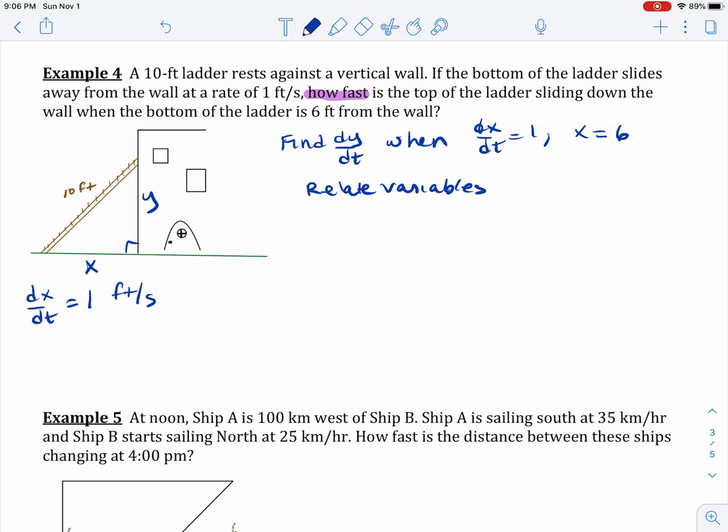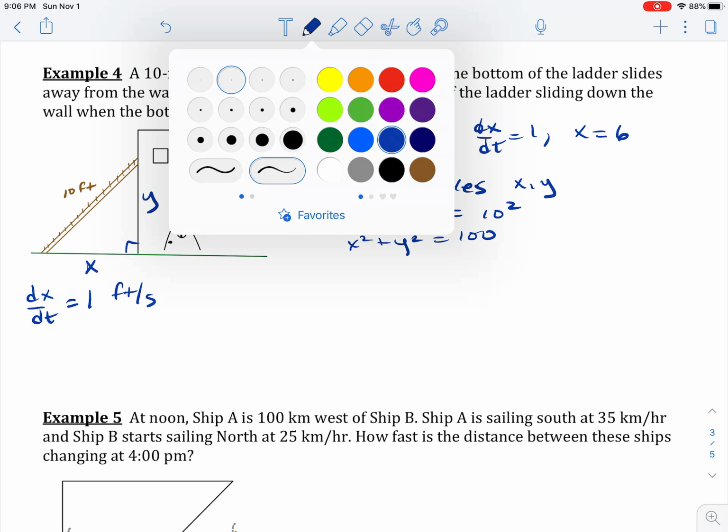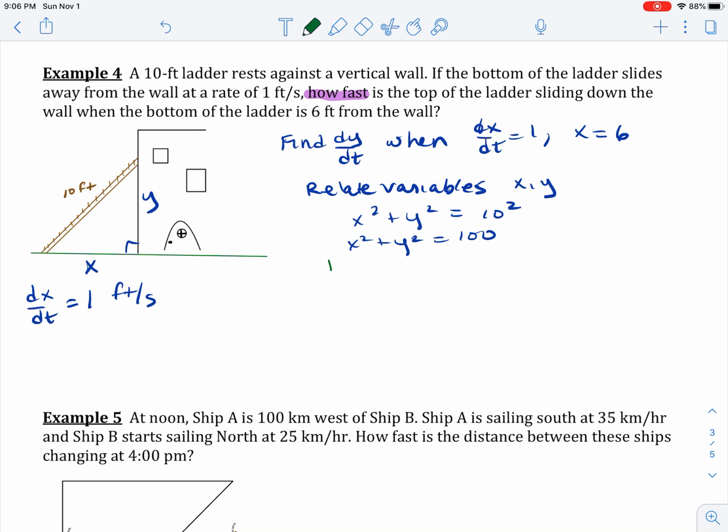Good. So what's our next step? Relate our variables. And what variables did I introduce? We want to relate our variables x and y. And I see a right triangle there, so think of the Pythagorean theorem. So I see that x squared plus y squared is going to equal 10 squared, right? Or 100.